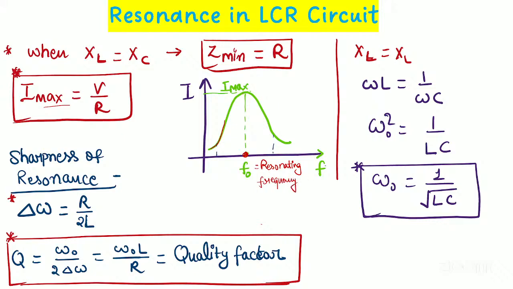Its value you can easily find out. XL is equal to XC, then omega L is equal to 1 by omega C. For this value, omega will become omega naught, so omega naught square is equal to 1 by LC. Now omega naught we can write as 2 pi f naught, equal to 1 upon square root of LC. From here you will get the value of f naught, 1 over 2 pi square root of LC. So for this particular frequency, current will be maximum in the series LCR circuit.